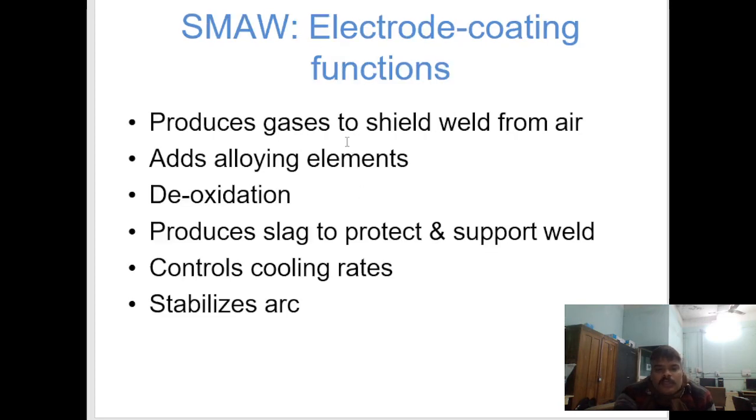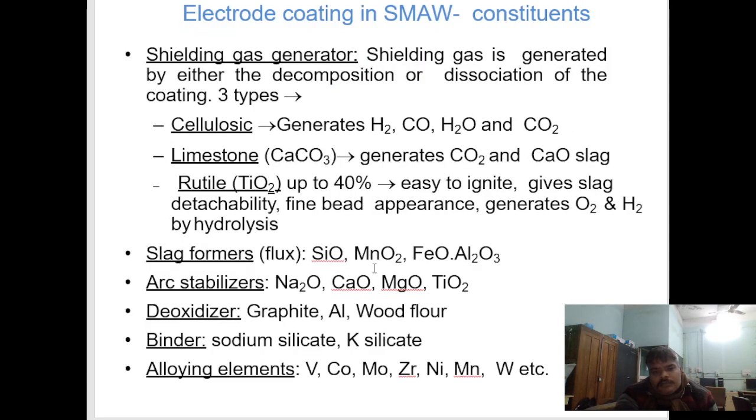Shielded metal arc welding electrode coating function. Produces gases to shield weld from air, adds alloying element, deoxidation, produces slag to protect and support weld, controls cooling rate, stabilizes arc. Electrode coating in shielded metal arc welding constituents. Shielding gas generator. Shielding gas is generated by either the decomposition or dissociation of coating. Three types: cellulosic, limestone, rutile.